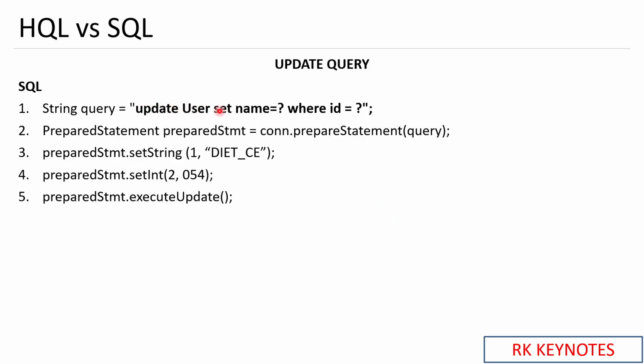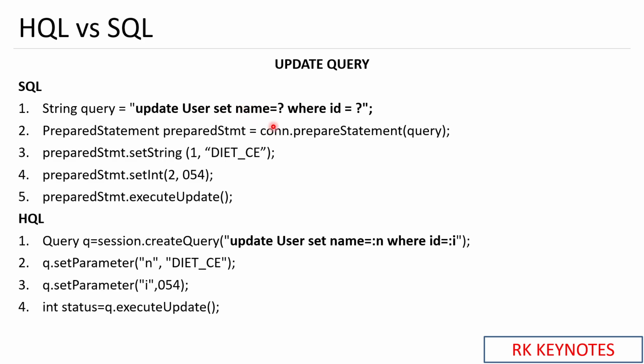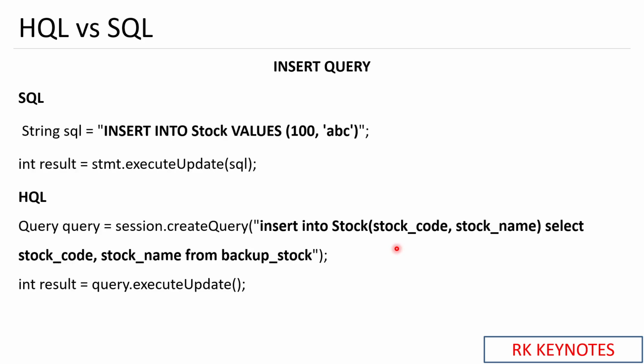Similarly, you can see that this is the update query. Either you can pass the value directly or you can use placeholders. That we do in SQL and in JDBC we did. And here the query slightly changes. You can see that update, the POJO class name, set the column name equal to, and we'll be using this colon. So that's the difference. Okay. And then the insert query remains same.